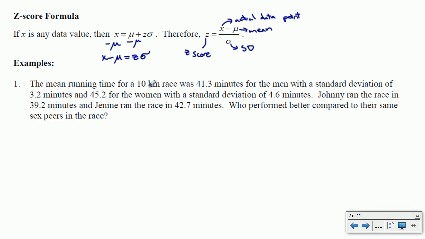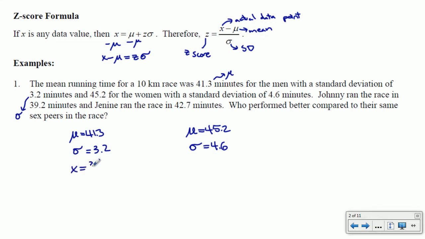So let's start by listing what we know. We know the mean for the men was 41.3, and the standard deviation for the men was 3.2. And for the women, the mean was 45.2, and the standard deviation was 4.6. So we're comparing Johnny, who got a time of 39.2 minutes, to the men. So 39.2 is x, and we're comparing Janine, who ran the race in 42.7 minutes, with the women.